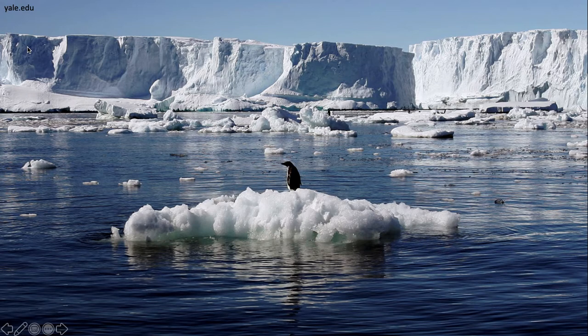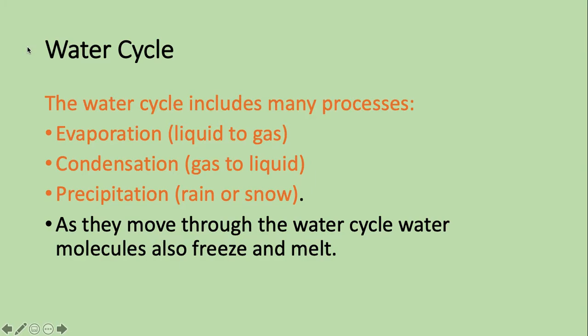Here's a picture of an Antarctic scene. The water cycle includes many processes, and some of these you've learned already, such as evaporation, condensation, and precipitation. Evaporation, of course, is liquid to gas. Transformation, phase change. Condensation is gas to liquid, and precipitation is rain or snow.